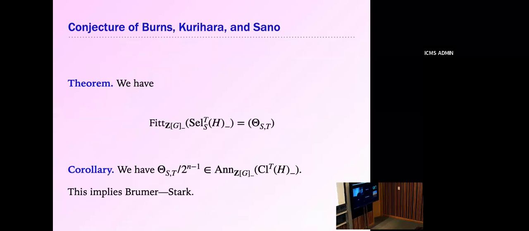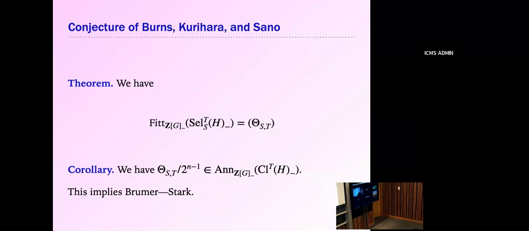Okay, so this was the conjecture of Burns, Kurihara, and Sano, which is that the fitting ideal of the Selmer group that I gave you is generated by theta. And just to be safe, I projected onto the minus side. Maybe this is true even without projecting onto the minus side.